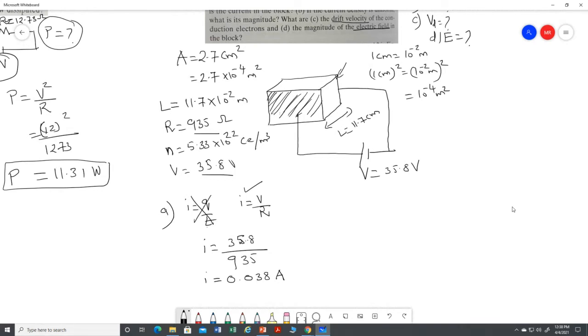Okay, and now, what is your second question? We have to find the current density. My dear, what is the formula for current density? I divided by area. Now I'm going to take the I and substitute here, and our area is already given in the question, so you can directly substitute the value. Our current is 0.038 divided by the area, 2.7 multiplied by 10 to the power of minus 4. Could you please tell me the answer for the second question?